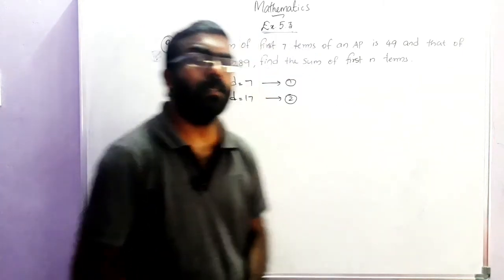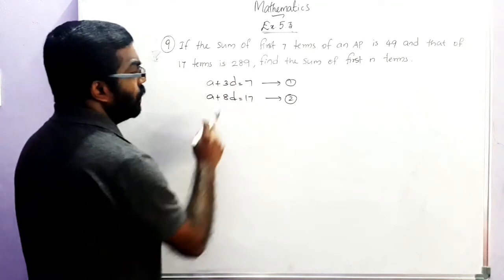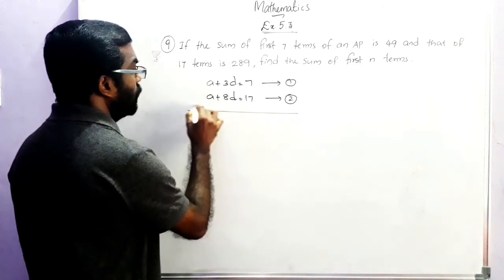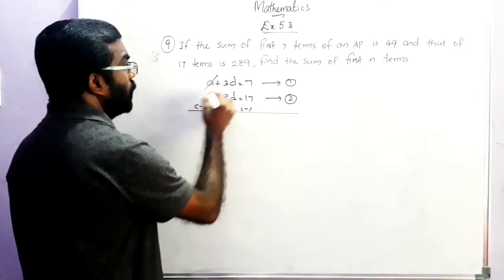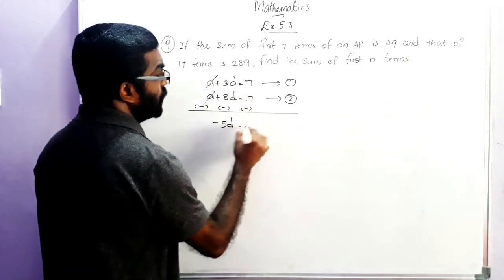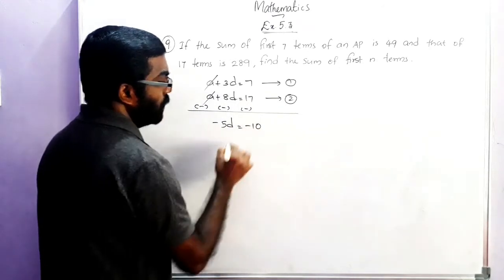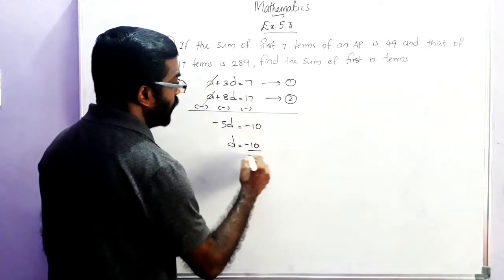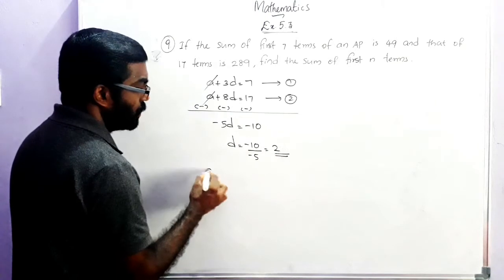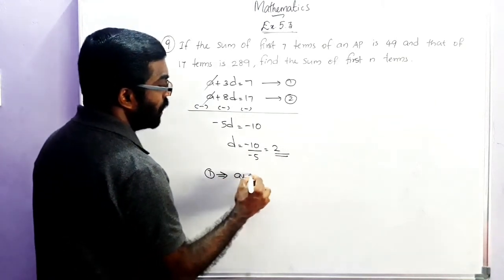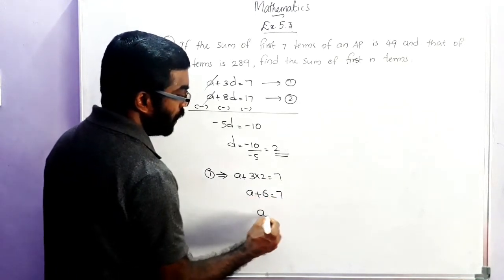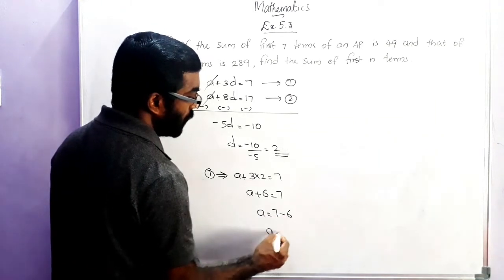Now we got two equations. A plus 3d is equal to 7 and a plus 8d is equal to 17. We can solve and find the values of a and d. A and minus a cancel. 3d minus 8d is minus 5d, which is equal to 7 minus 17, minus 10. That is d is equal to minus 10 divided by minus 5, which is equal to 2. You can substitute the value of d in equation 1. Equation 1 implies a plus 3d, 3 into 2, which is equal to 7, or a plus 6 is equal to 7, a is equal to 7 minus 6, or a is equal to 1.